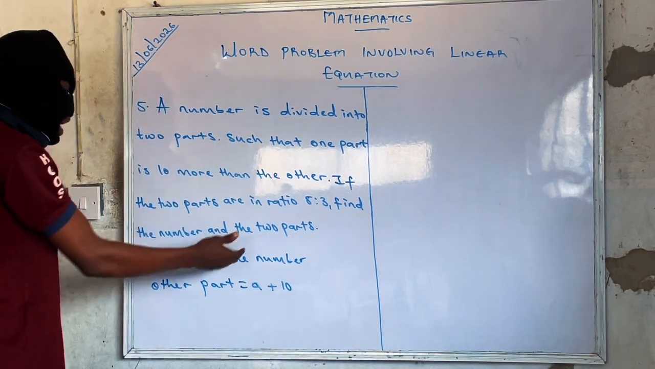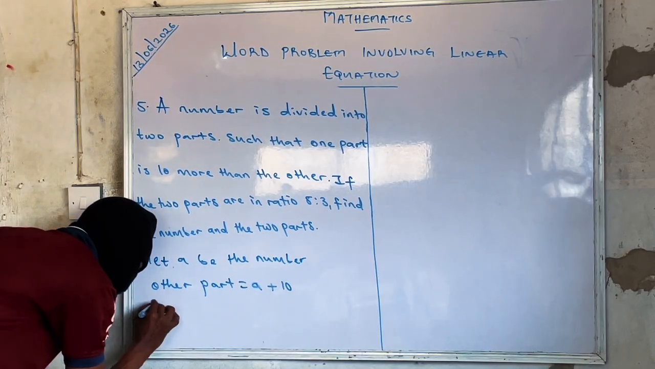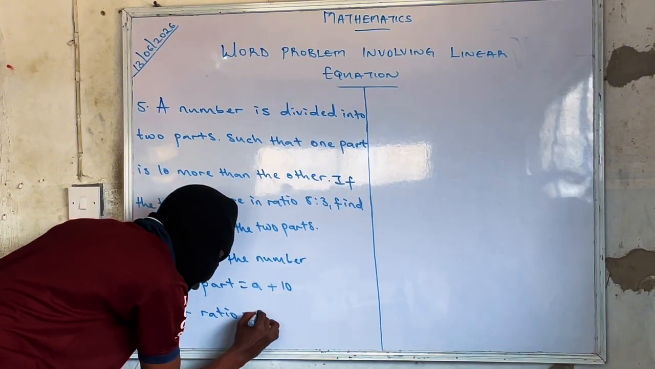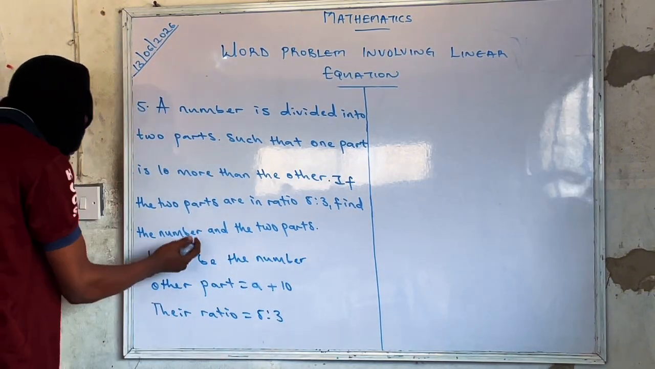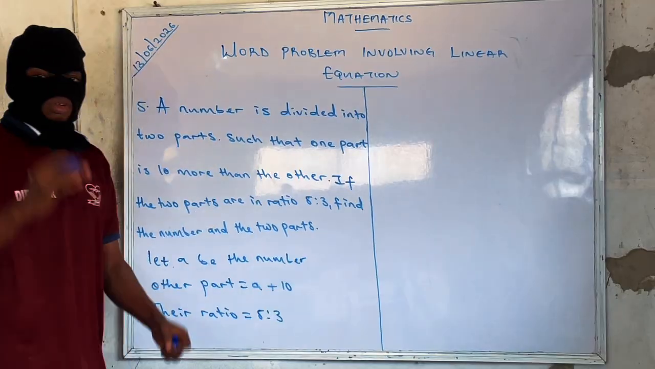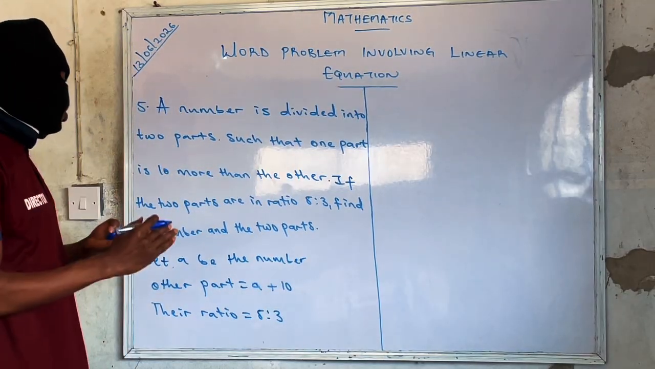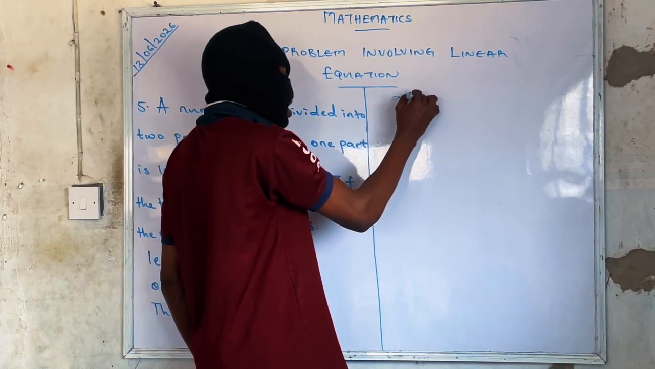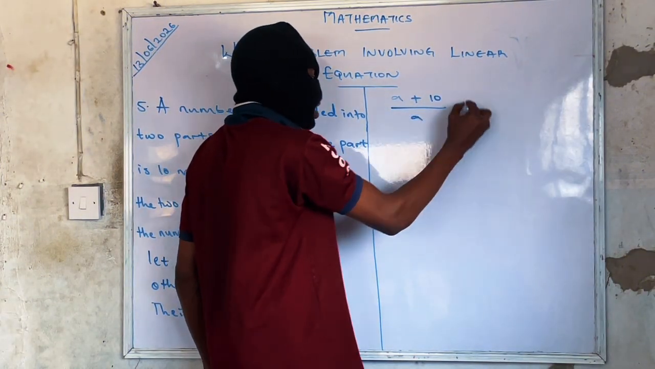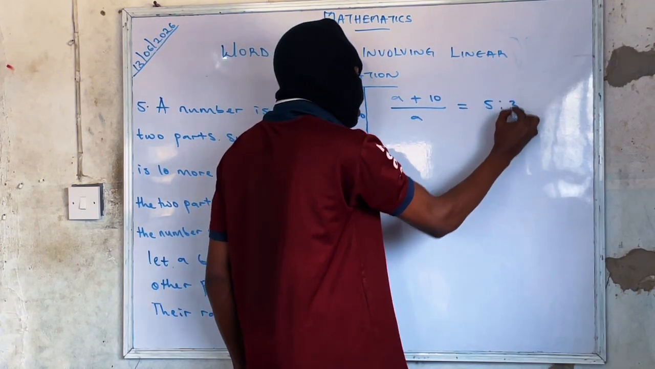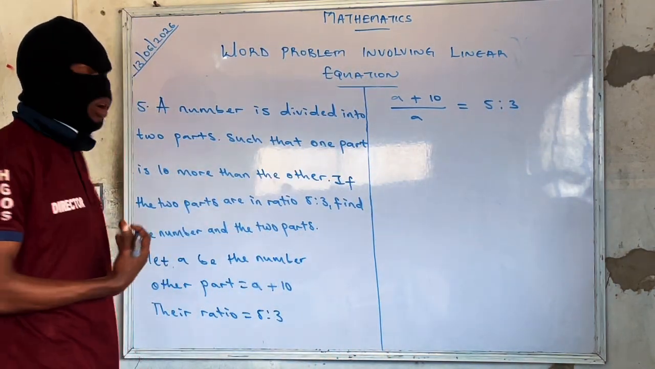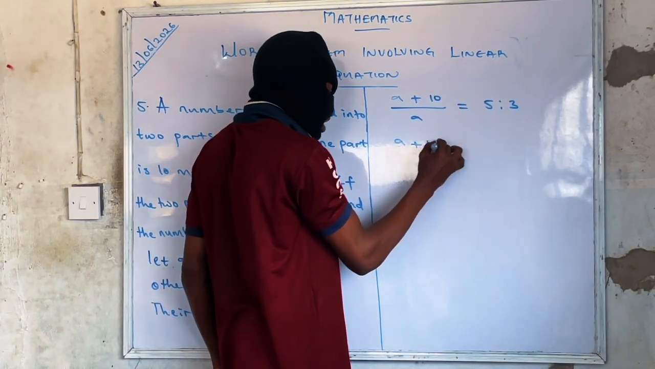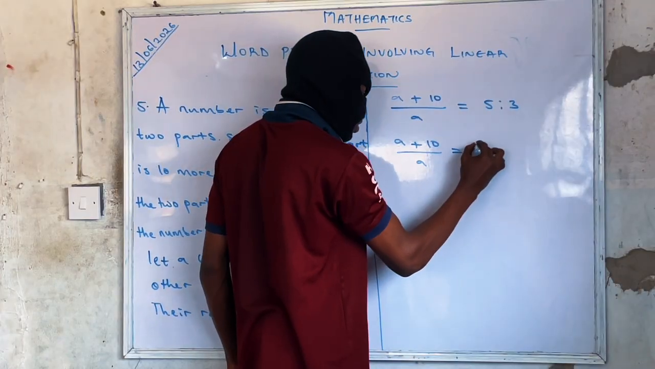Now, if the 2 parts are in ratio, their ratio is equal to 5:3. Find the number and the 2 parts. Remember that I said the number is divided into 2 parts. Now, we have A plus 10 over A equals 5:3, because this is their ratio. The result gives us their ratio. Now, we have A plus 10 over A equals 5/3.